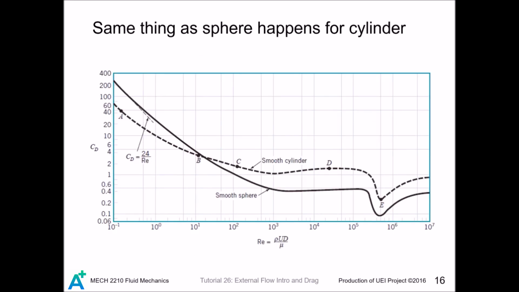In the previous slides, we have talked about flow over a smooth sphere. And in fact, the book used the flow over a smooth cylinder, and that is exactly the same as the flow over a sphere. The only difference is that the values are a little bit different.